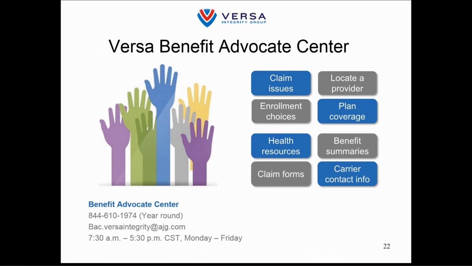The Versa Benefit Advocate Center is a fantastic resource that all employees can utilize for any questions that might come up during annual enrollment. From questions about enrollment choices to claim issues to helping you find an in-network provider, the BAC has your back. They are open year-round from 7:30 a.m. until 5:30 p.m. Central Time, Monday through Friday. Please feel free to reach out to them either by phone at 1-844-610-1974 or via email at back.versaintegrity@ajg.com. Please remember to call the Benefit Advocate Center and not the Versa Help Desk for any open enrollment questions you may have.